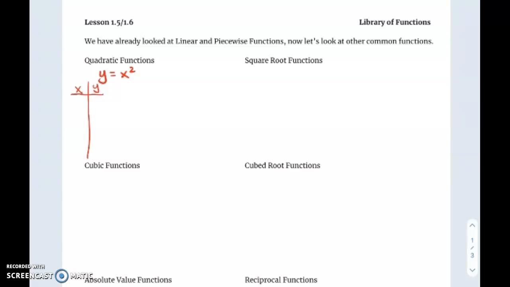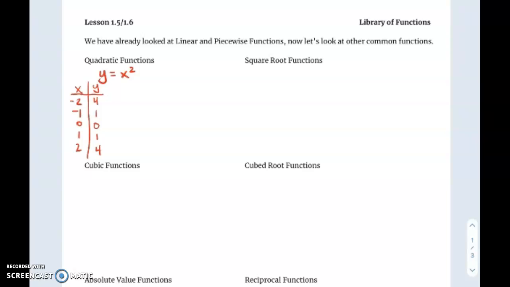So let's just take it easy on ourselves and just go from negative 2 to positive 2. Those are some easy numbers. Then we're going to plug those x's in. Negative 2 squared is positive 4, negative 1 squared is positive 1, 0 squared is 0, 1 squared is 1, 2 squared is 4. So that's the table I always want you to think about when you think of y equals x squared.